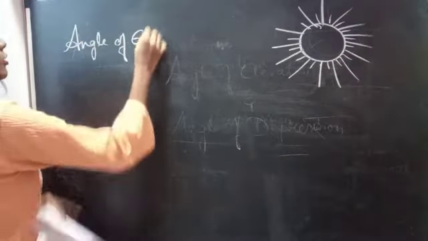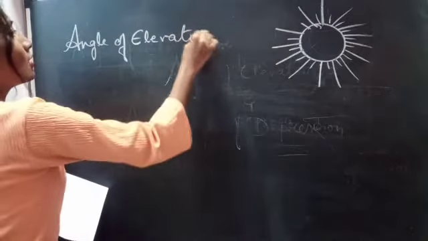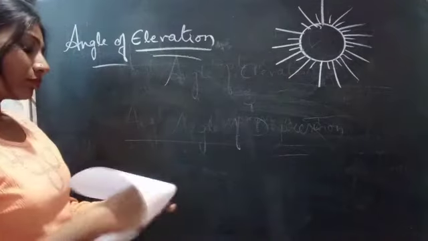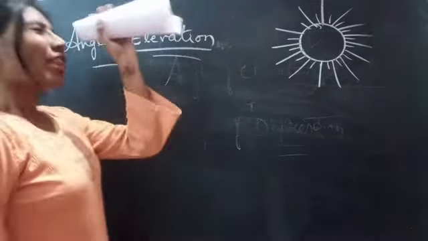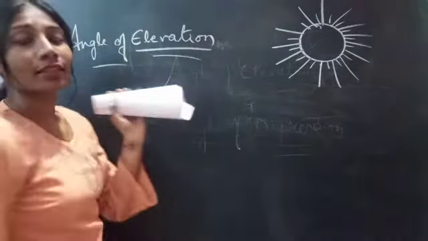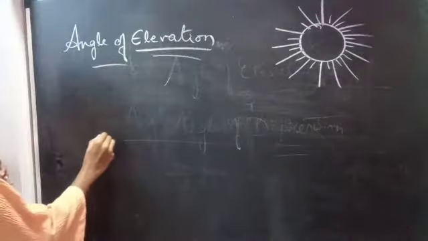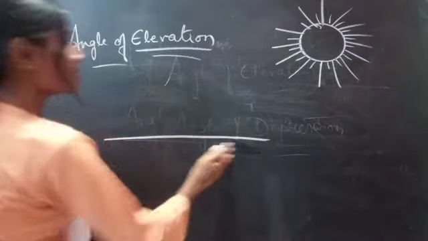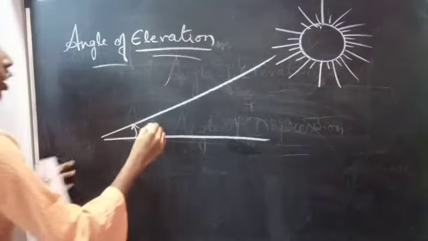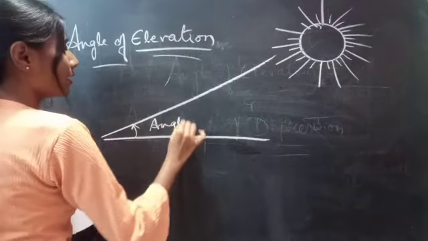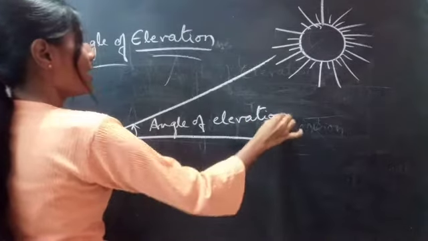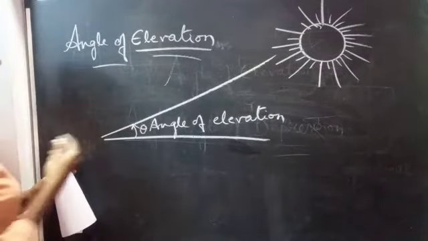Angle of elevation. When you look up at something in the sky, when you look up at the sun, here you're forming an angle. You're forming some angle which is called angle of elevation, theta.